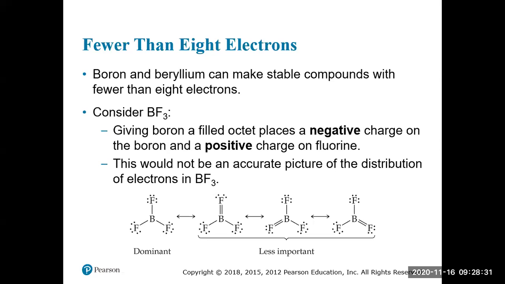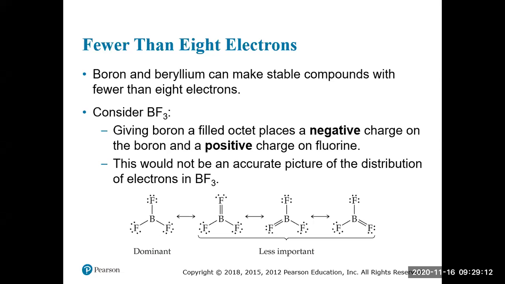Fewer than 8 electrons, though, that does happen. Boron and beryllium in particular can form stable compounds with fewer than 8 electrons. Let's look at BF3. BF3 is actually a pretty common reagent in reactions, so this is one that you may see quite a bit if you go on to reaction chemistry. If you have boron and you fill the octet, what you wind up with is a negative charge on the boron and a positive charge on the fluorine.